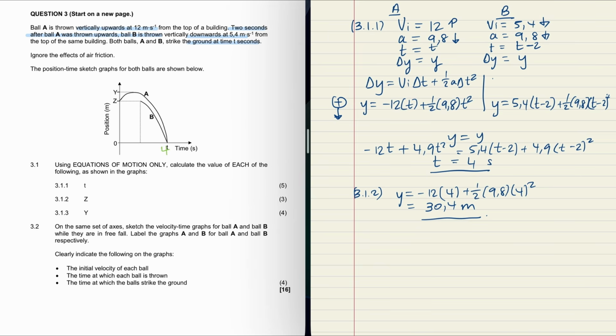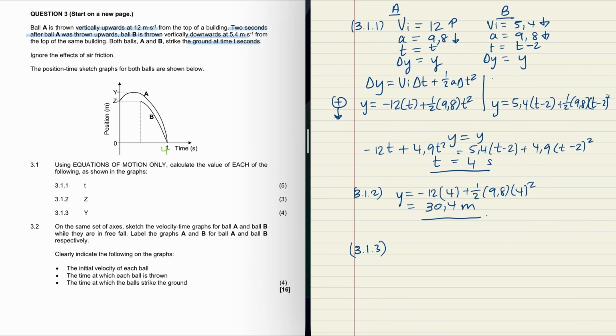Now you just have to remember that if you are going to substitute for B, you need to be careful, because the time that you're going to substitute for B is not going to be 4. The time you're going to substitute is going to be 2, because B is only in the air for 2 seconds. The value t on the graph is representing the time from the moment A was thrown. So that's why I substituted it in the formula for A.